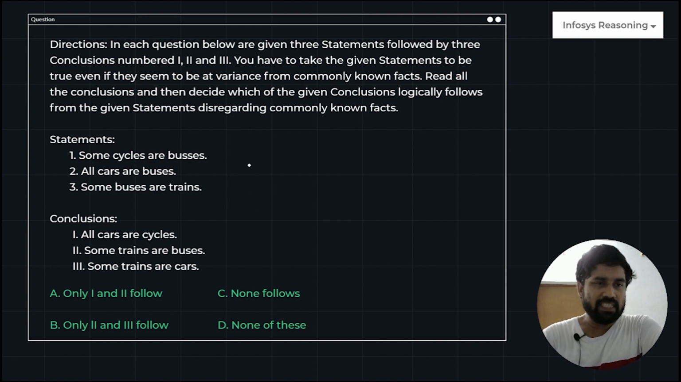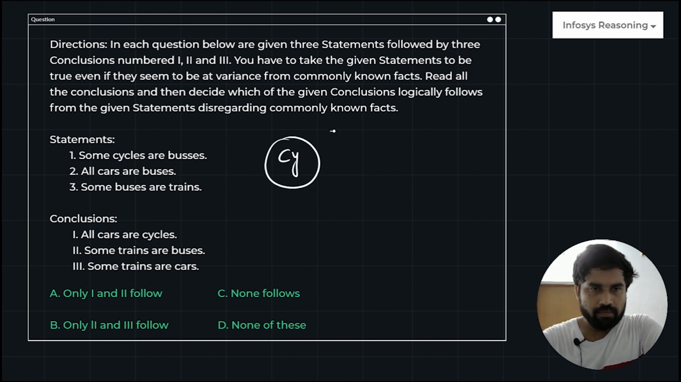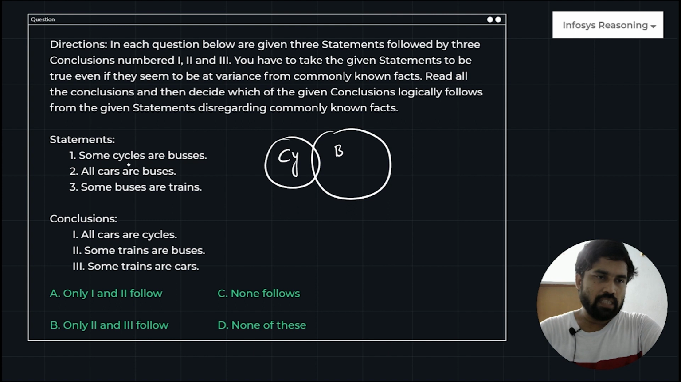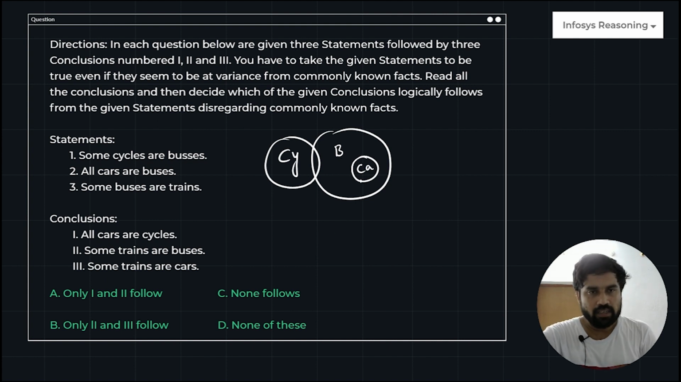Some cycles are buses. All cars are buses. Cycle I have represented with CY and cars I will represent with CA. So all cars are buses, which is nothing but I have written in this way, right? This is a logical diagram. If you know the theory, it will be easier. And some buses are trains.